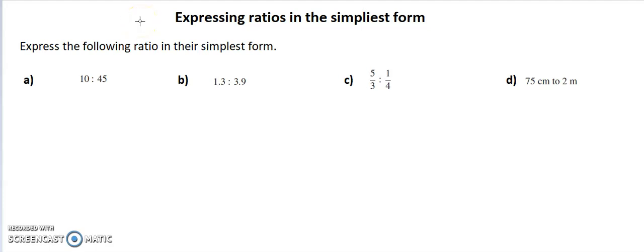Expressing ratios in the simplest form is our learning focus today. Question A.